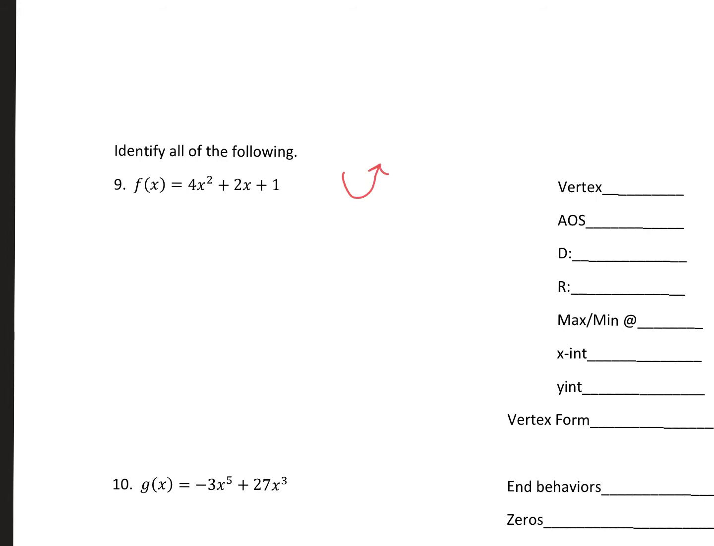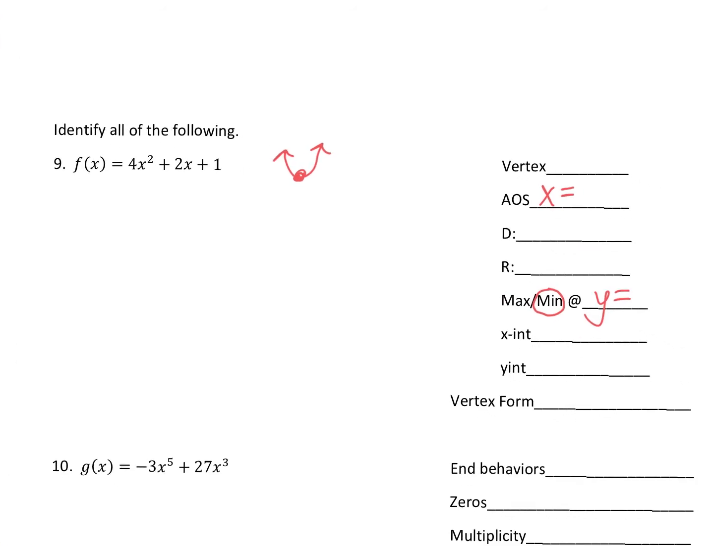It opens which way? Up. Why does it open up? Because it's positive. So that means if it's positive, I know that I have some sort of a minimum value. So I'm going to go ahead and circle minimum, and it's going to be at whatever y equals of the vertex. I know that my axis of symmetry is going to be whatever x equals of my vertex. What else can I automatically go in and fill in right now? My domain. My domain is negative infinity to positive infinity.